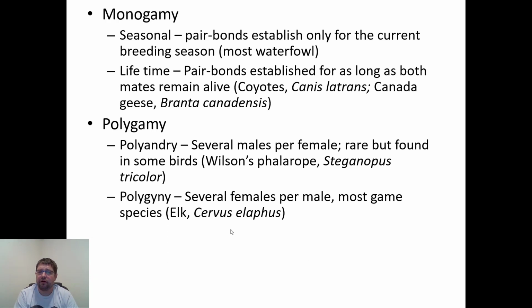By far, much more common would be polygyny, and that's where there are several females per male. Most game species, elk, deer, etc., which have either harems or herds, experience polygamy.